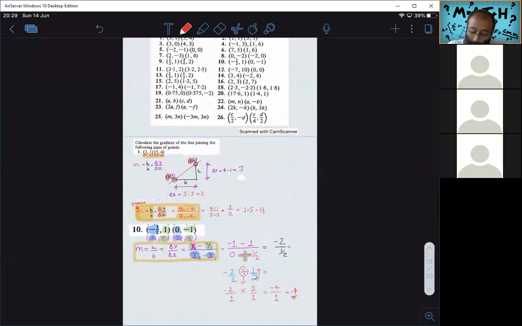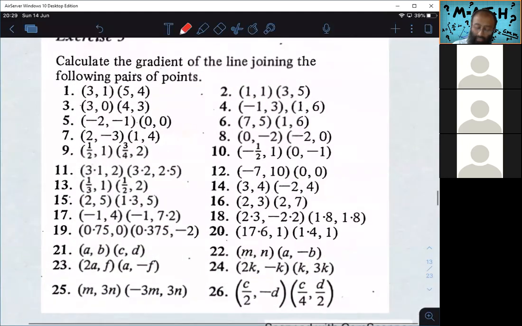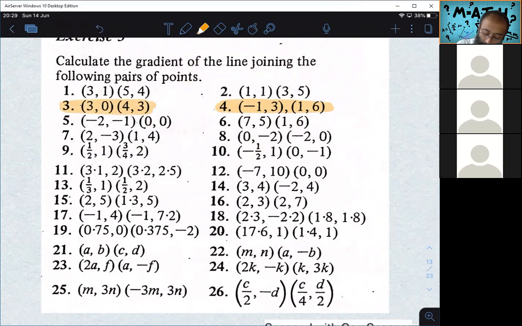Okay, so I've done my 2 examples. Now I'm going to give you some questions to do. It's time to have some fun now. Question number 4 is one of the questions I would like you to do. Question number 3. Okay, folks, I'm going to give you 2 questions and 3 minutes to do them, starting now. I'm going to pause the video.